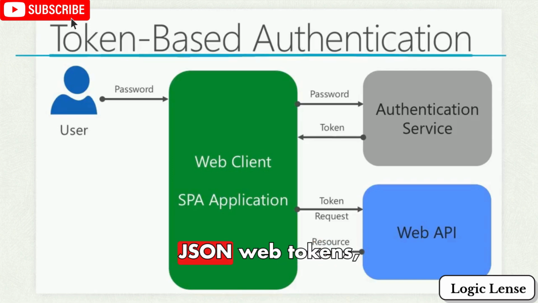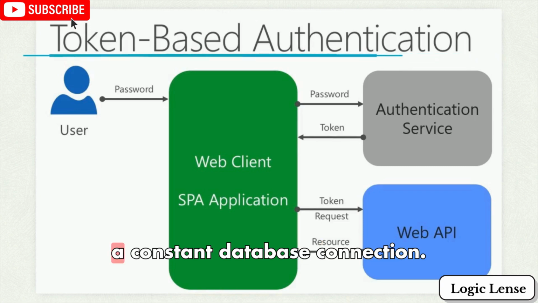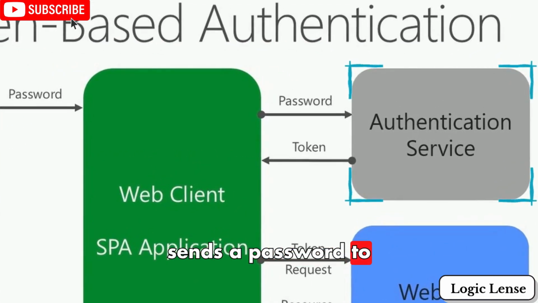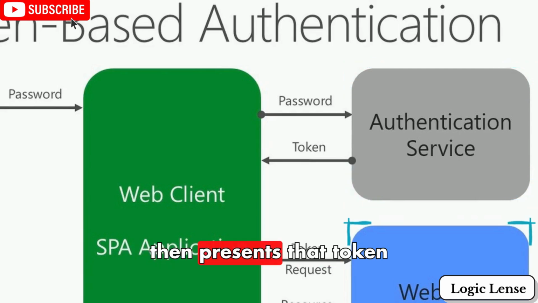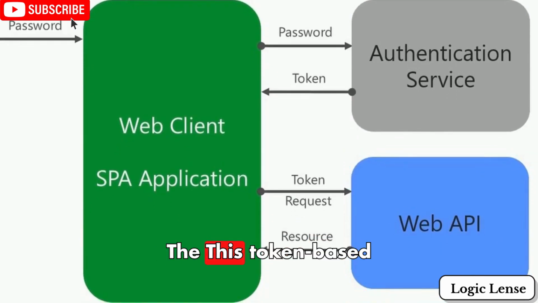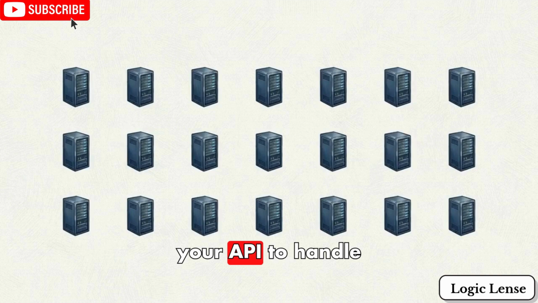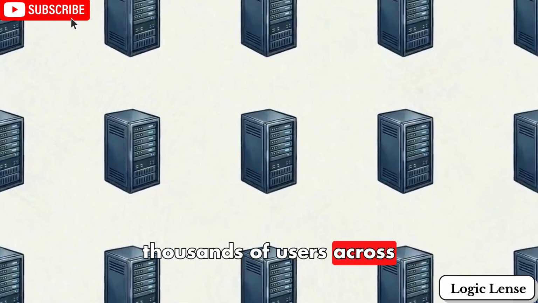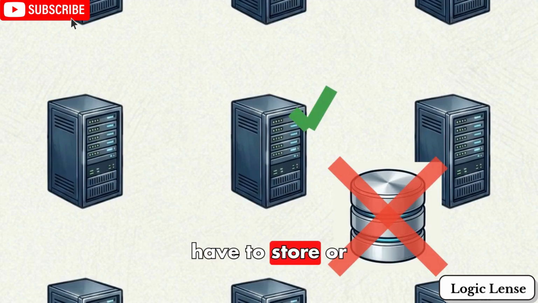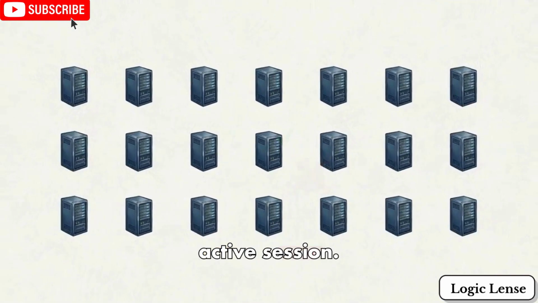Modern apps use JSON Web Tokens, or JWTs, to handle security without a constant database connection. First, the app sends a password to the authentication service and receives an encrypted token. It then presents that token to the API to access restricted resources. This token-based approach allows your API to handle thousands of users across multiple servers simultaneously, because the servers don't have to store or track every individual's active session.